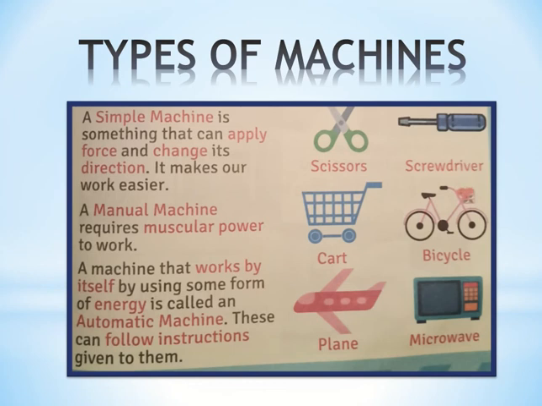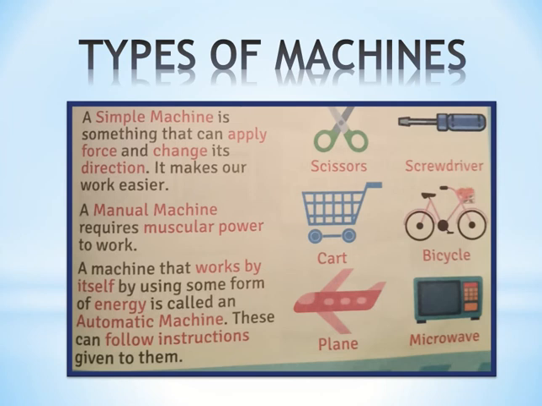Okay, the next one is a manual machine. A manual machine requires muscular power to work. Okay, you can see there is a picture of a cart and a bicycle. You will use your own force, physical force, your muscular power, and then you will do your work. For example, when you ride a bicycle, you have to use your legs, and you have to move the bicycle.